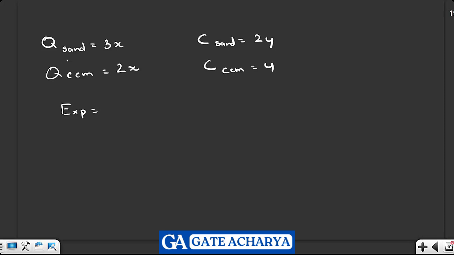Expenditure is always quantity multiplied by cost, right? If I'm buying 10 kilograms of apple, and the per kilogram cost of apple is 50 rupees, then what is my expenditure? Expenditure is always going to be quantity multiplied by the cost. So the expenditure on sand is going to be 3x into 2y. Expenditure on cement is going to be 2x into y. So just add it up. This is 6xy.